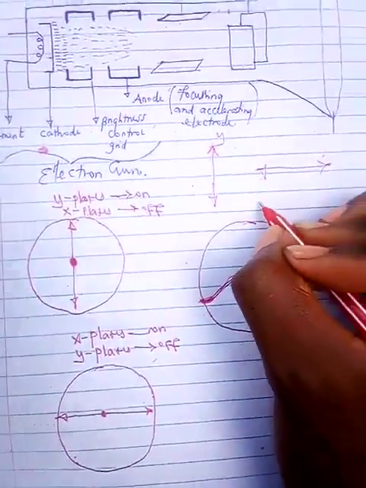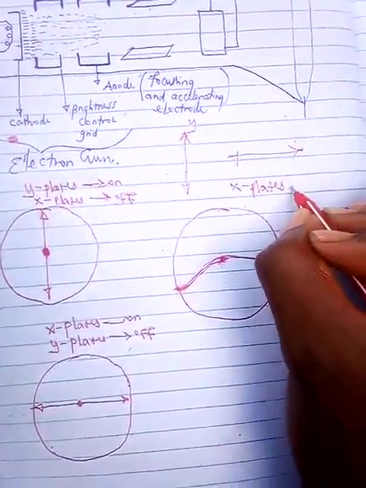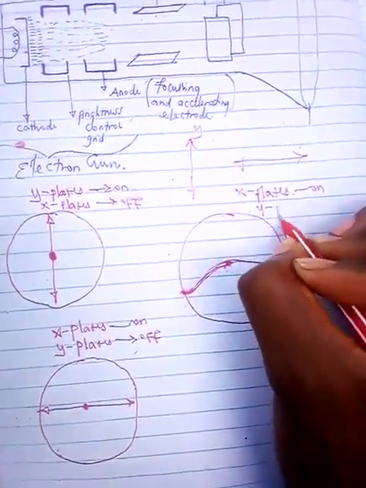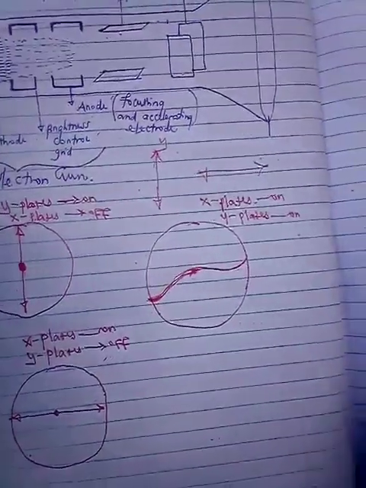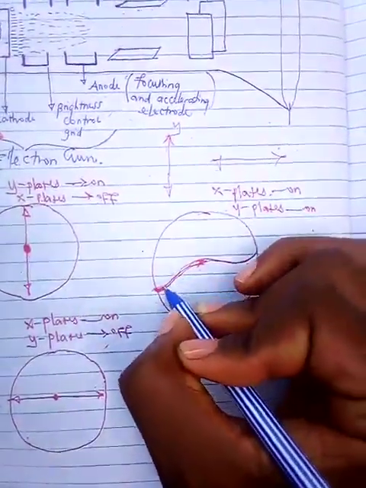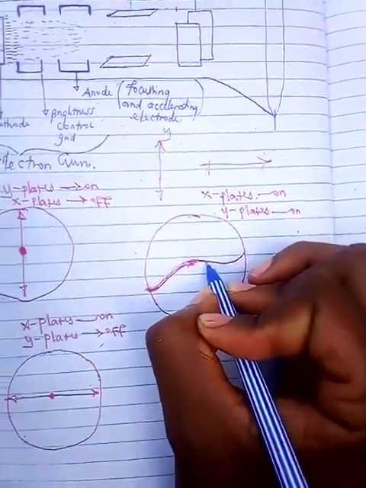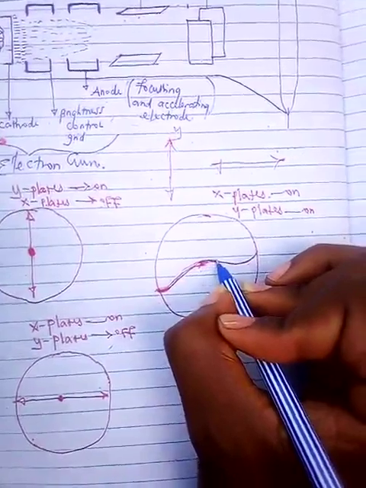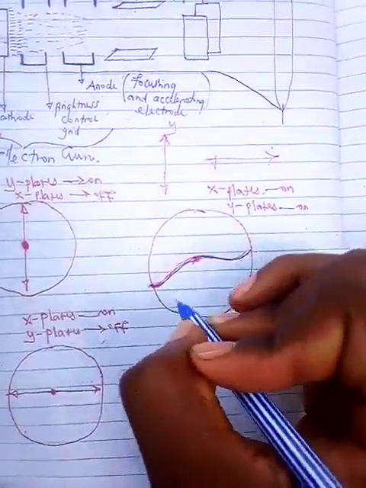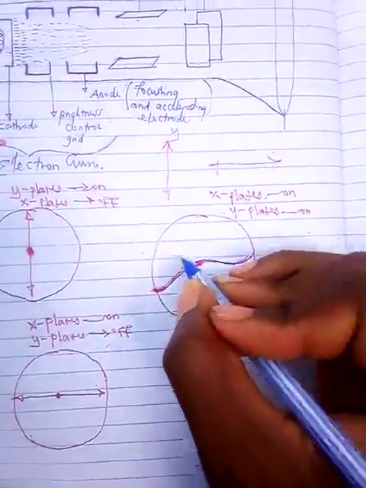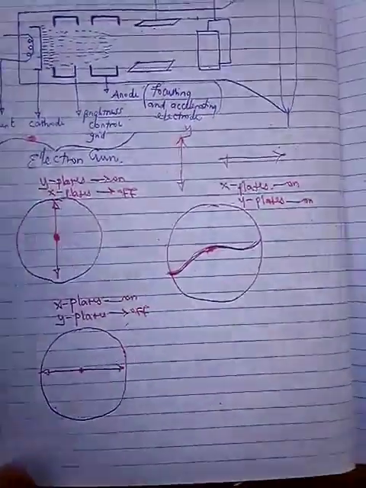So when your X plates are on and your Y plates are also on, the beam is going to be moving in the form of waves. That's how it's going to be going. It's not that precise, but just try to have this idea that it kind of moves in a wave kind of way.